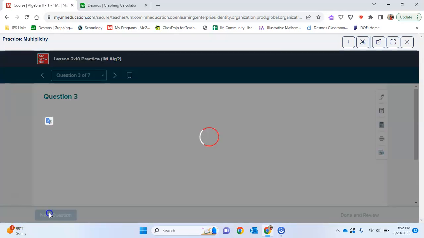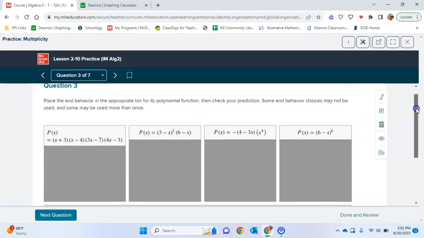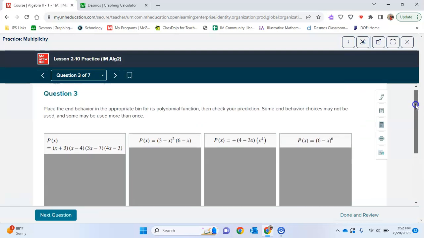Question 3. Place the end behavior in the appropriate bin for its polynomial function, then check your prediction. Some end behavior choices may not be used and may be used more than once.